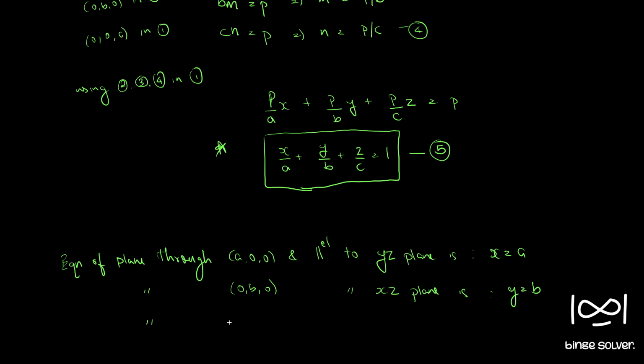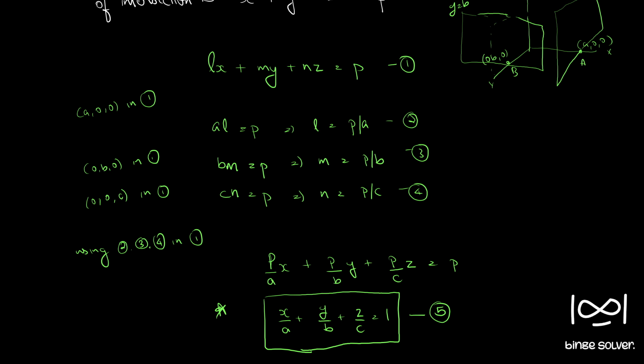Equation of plane passing through (0, 0, c) parallel to the xy plane is z equal to c. So let's call this 6. We have three equations of planes.